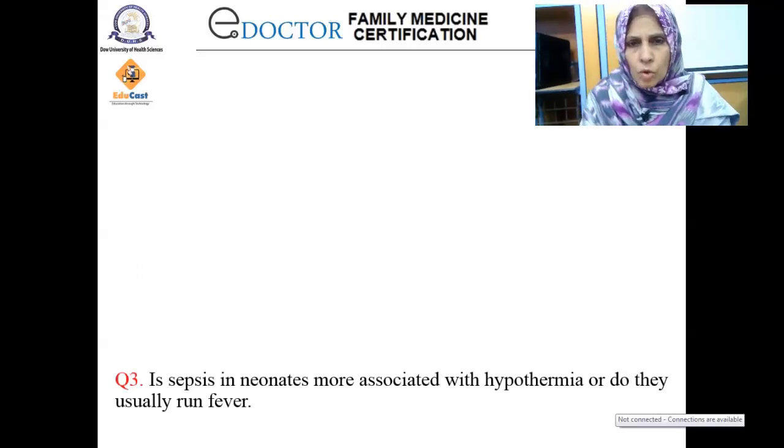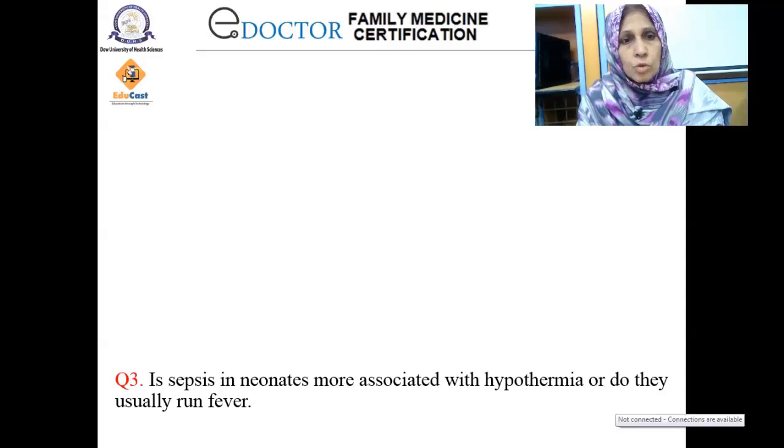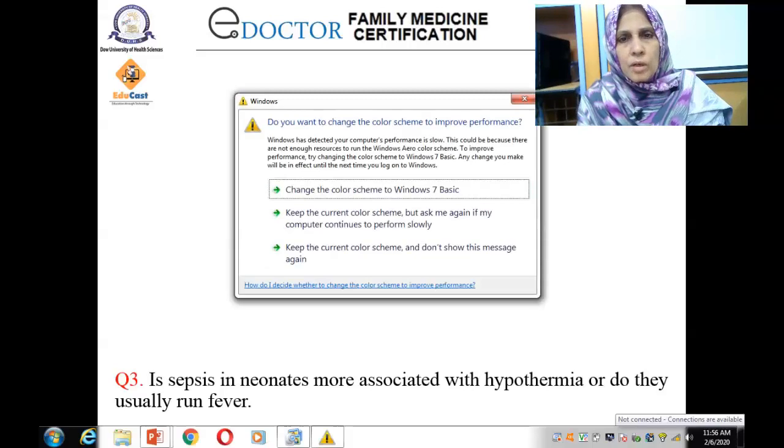Is sepsis in neonates more associated with hypothermia, or do they usually run fever? Well, both of them are common. They can present with hypothermia or with fever, but the thing to remember is that temperature instabilities should be documented, and it's not necessarily that if the child just has fever you will consider sepsis. The other important thing to remember is that hypothermia is probably associated with more morbidity and mortality. There was an article published in JPMA, a study done locally, where they found hypothermia to be more common than hyperthermia.